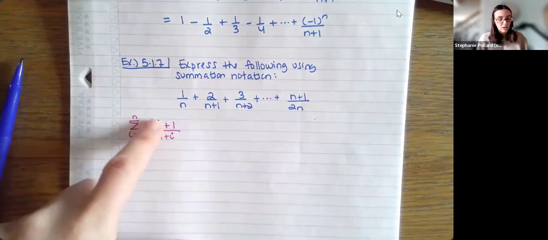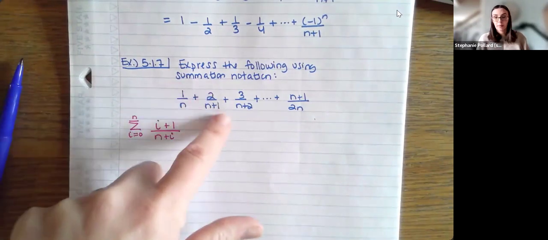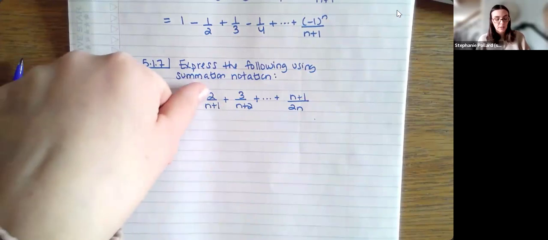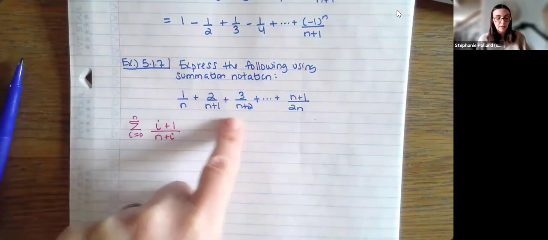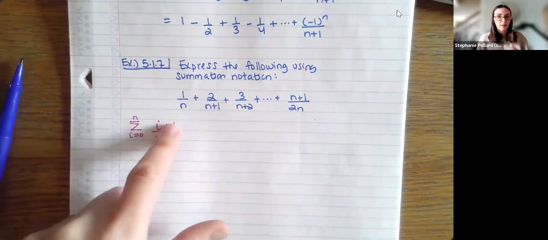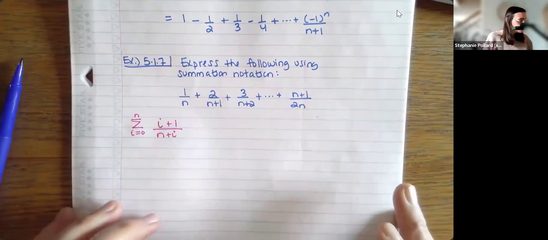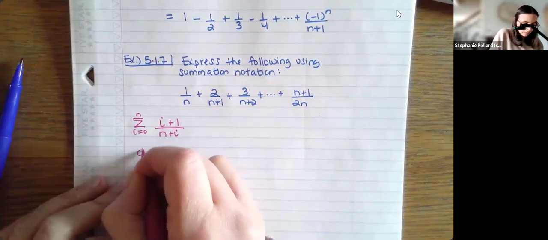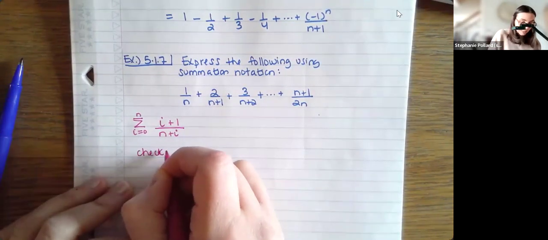And then the thing that's changing is the number on the top and the bottom there, right? So the number on the top is increasing by 1, so is the number on the bottom, but the number on top is like 1 unit ahead. So if I do a plus 1 there, I think it's going to work. So let's actually check it. Make sure it actually does work.